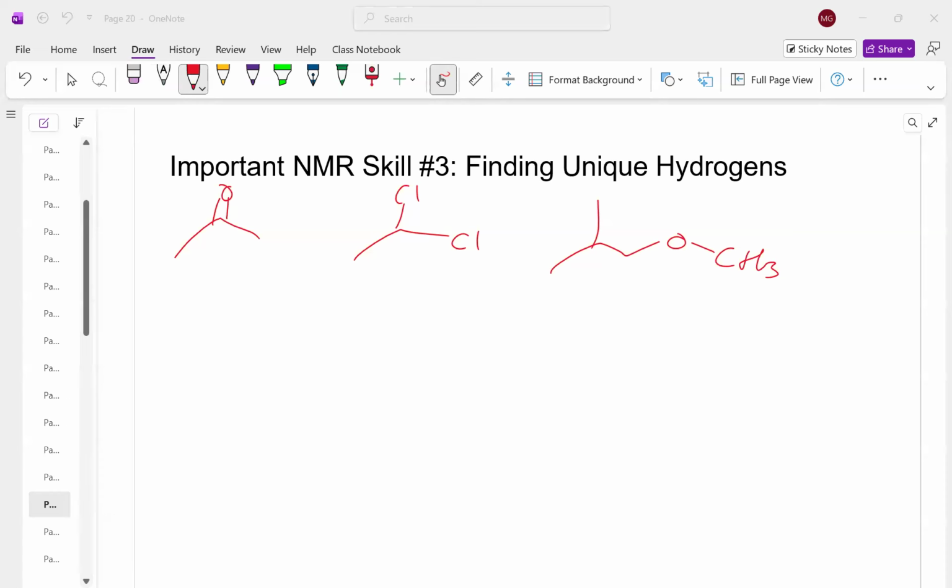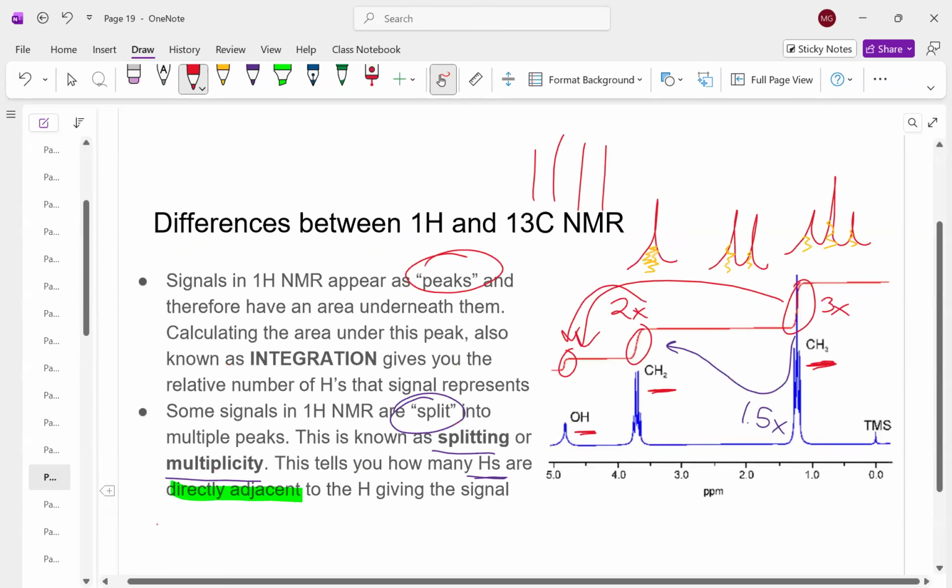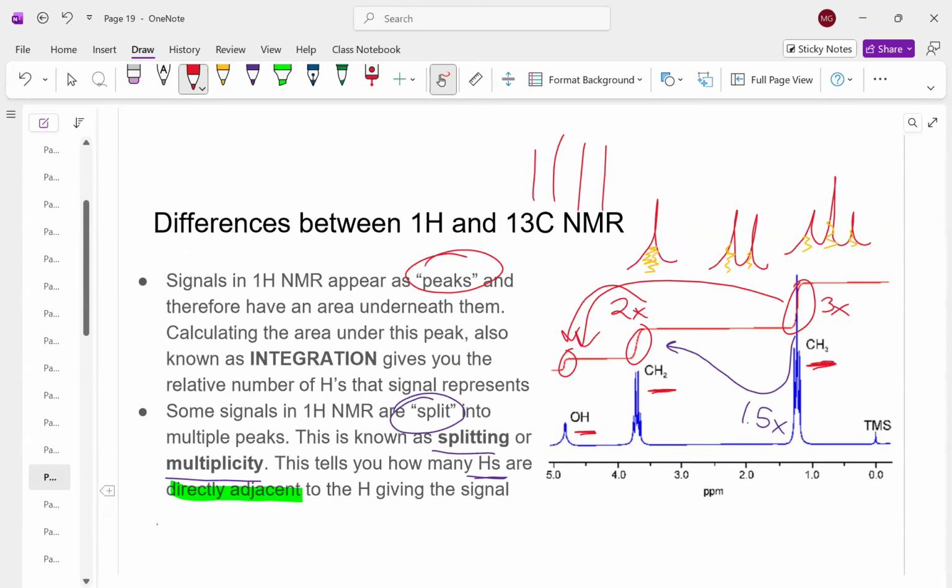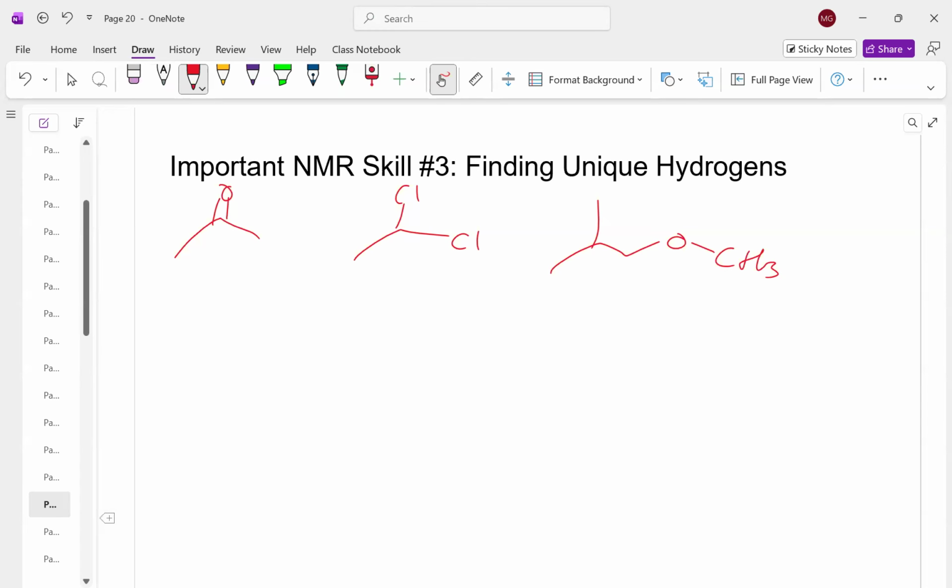All right, so let's fully dive into proton NMR now. We kind of introduced or looked at some of the differences already between carbon NMR and proton NMR. So let's look at some of the important skills that are needed for interpreting proton NMR. And you're going to see that a lot of these are very similar to carbon NMR.